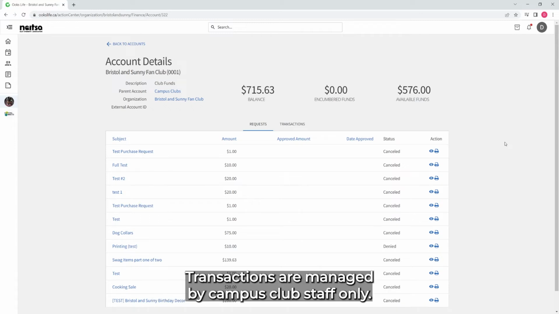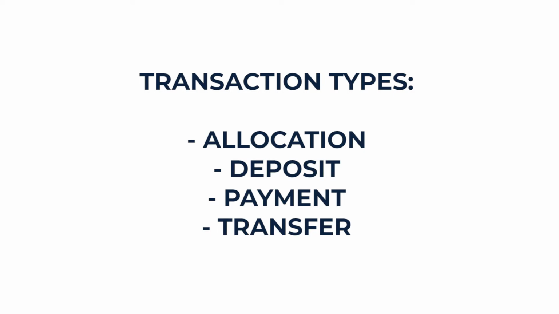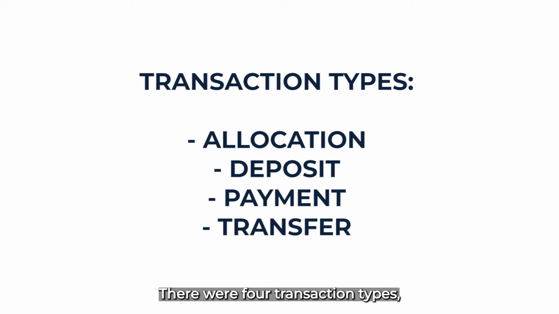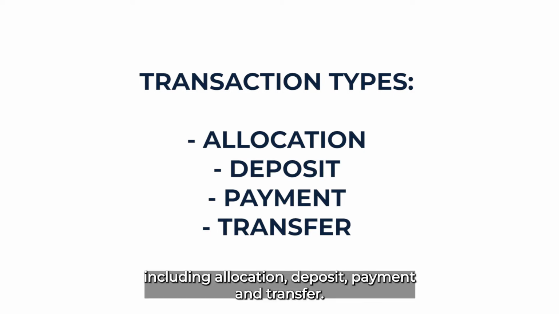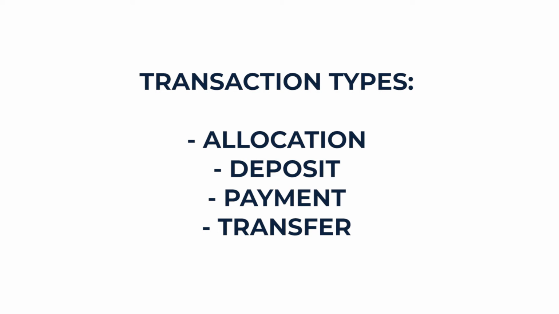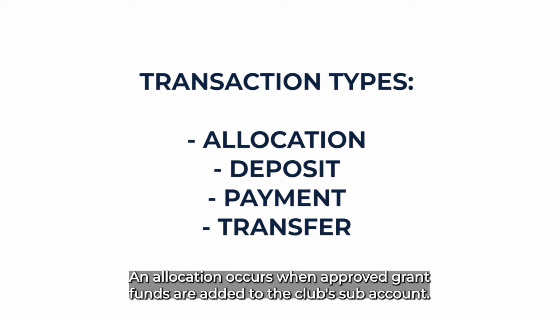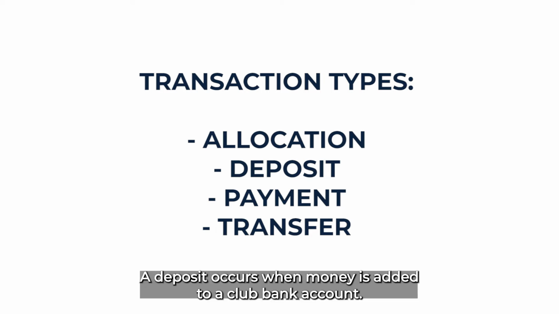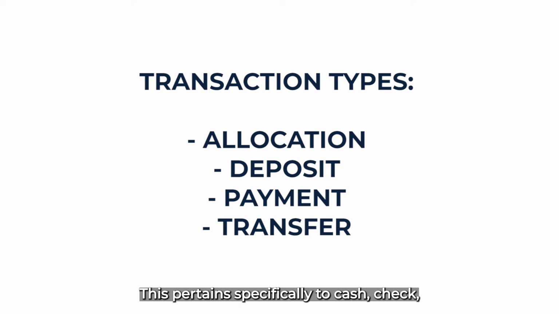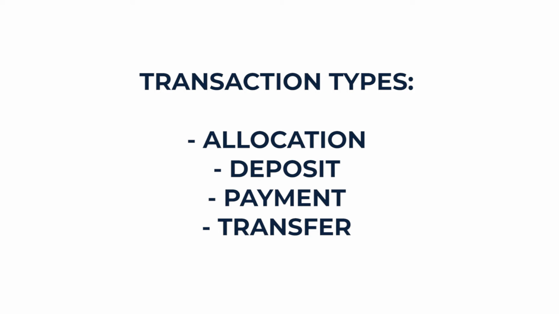Transactions are managed by campus club staff only. There are 4 transaction types, including allocation, deposit, payment, and transfer. An allocation occurs when approved grant funds are added to the club's sub-account. A deposit occurs when money is added to a club bank account. This pertains specifically to cash, check, e-transfer deposits, and sponsorships.